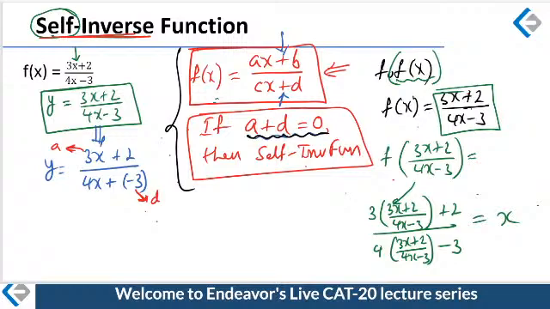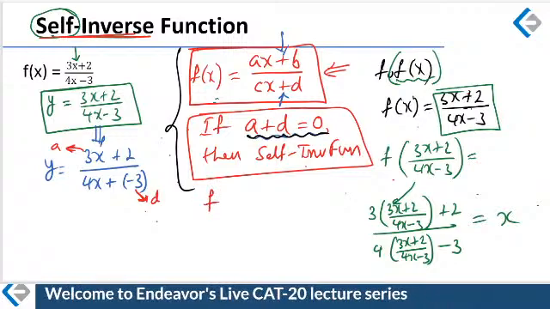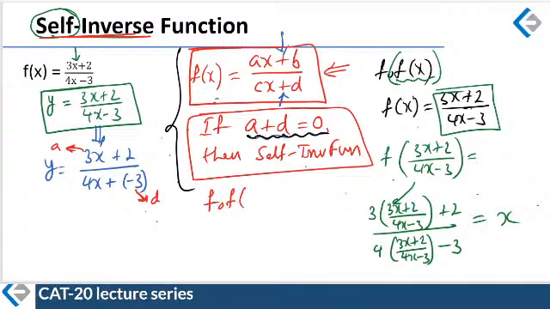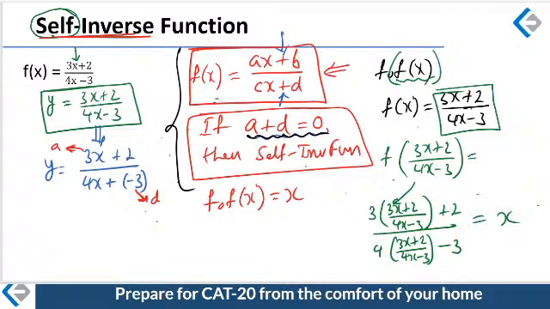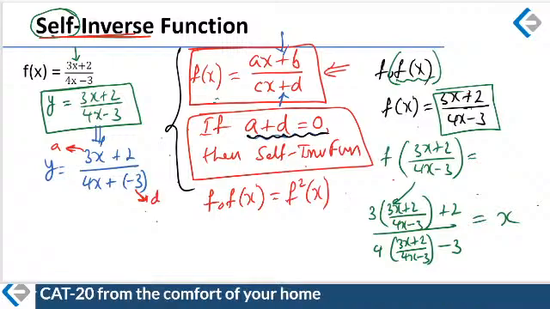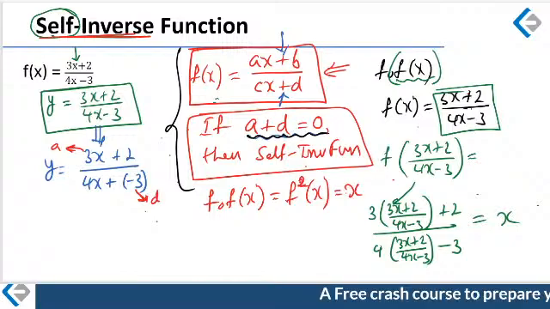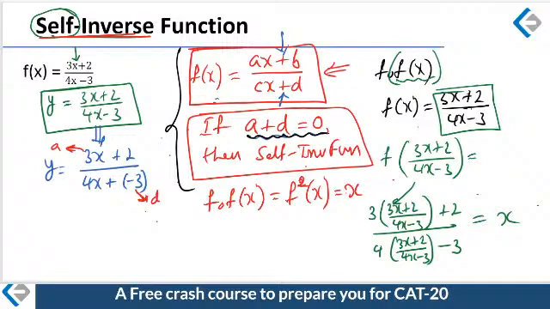Therefore, what I'm trying to say is that if it is a self-inverse function, f of f of x becomes x. Now f of f of x, people also popularly write this as f square x. I'm writing it like this: f of f of x, I can write as f square x. F square x is equal to x. That's a standard result. In any self-inverse function, f square x becomes x.